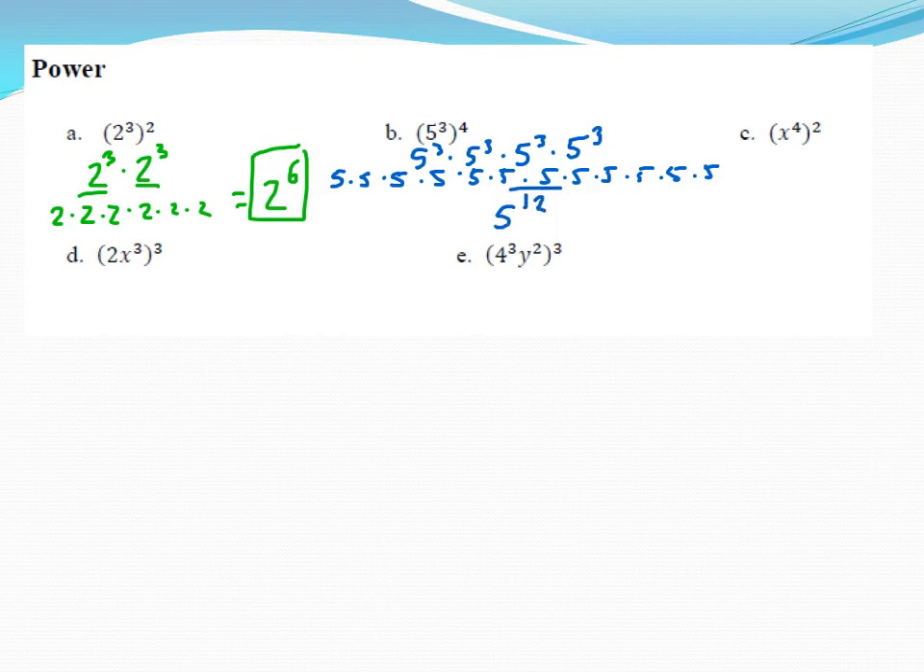I have 12 of them multiplied together. That means this would simplify to 5 to the 12th. Okay, last one we'll do here with this example, I'll give you guys a pause to try some problems on your own. We have x to the 4th to the 2nd power.